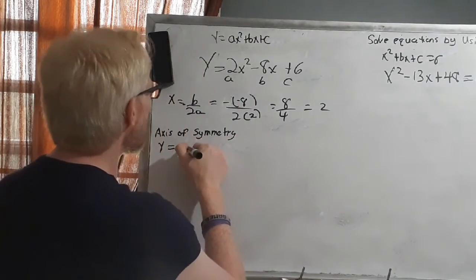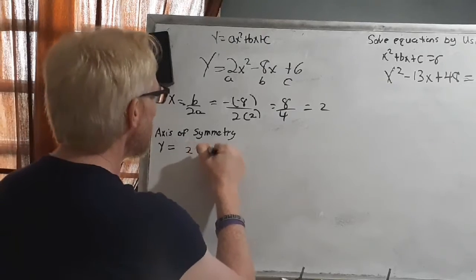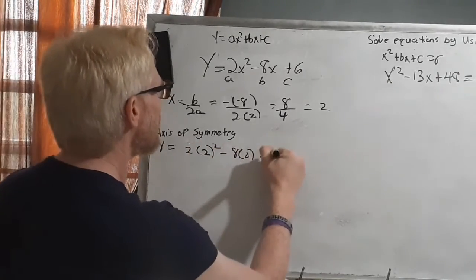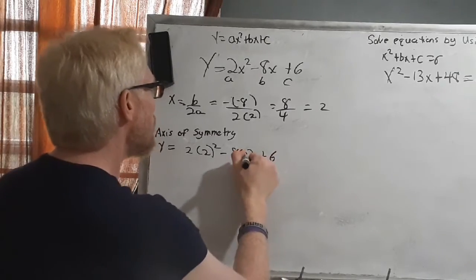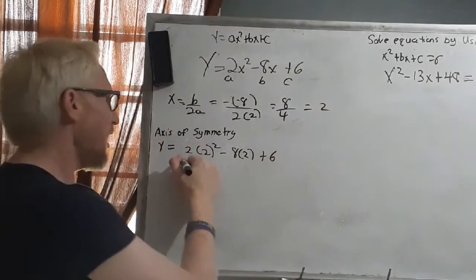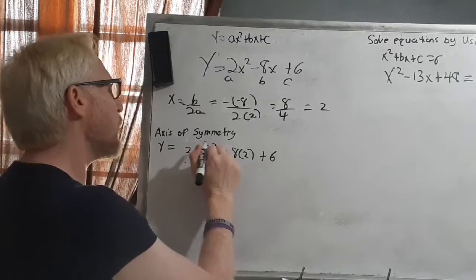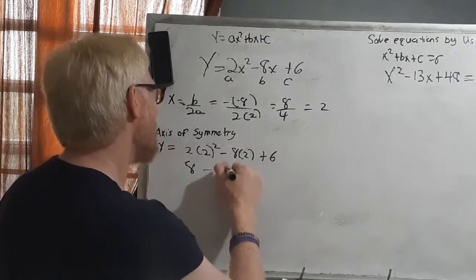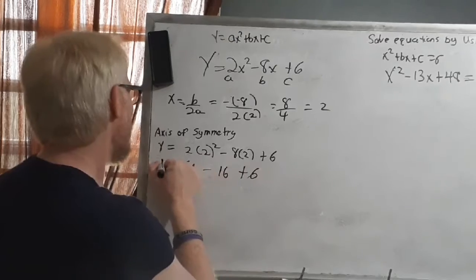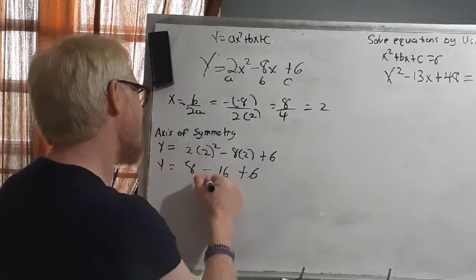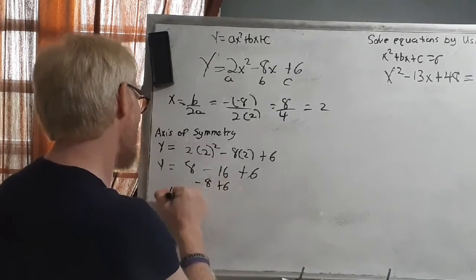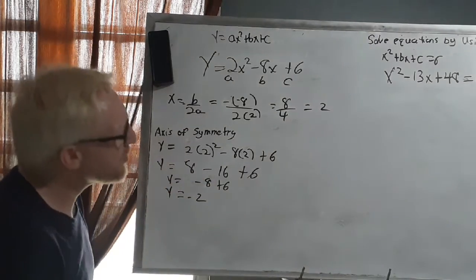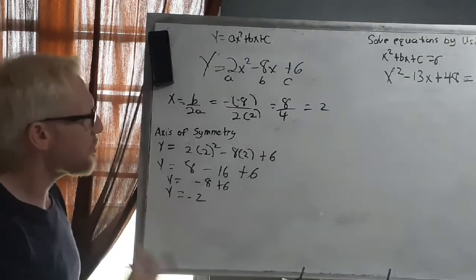Anyway, so we're going to say y equals, instead of writing x squared, you say 2 squared minus 8 times 2 plus 6. Okay, so 2 squared is 4, 4 times 2 is 8, minus 8 times 2, which is 16, plus 6. So 8 minus 16 is negative 8, and negative 8 plus 6, y equals negative 2. So I have my axis of symmetry, which is negative 2.